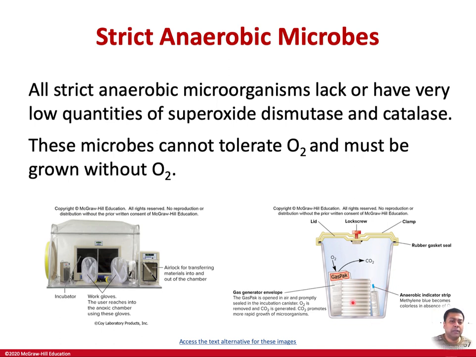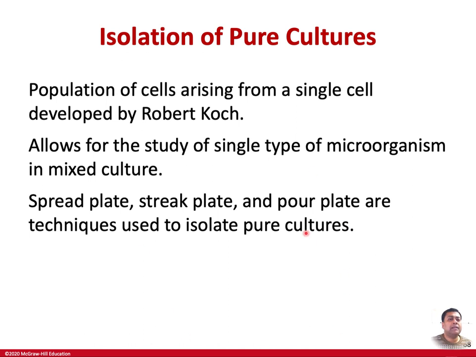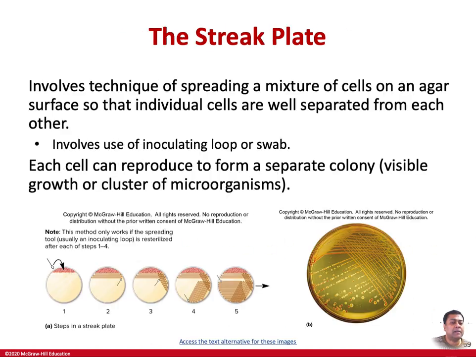And here on those plates, these are some of the strict anaerobes that can be growing. We are now looking at the isolation of pure cultures, a population of cells arising from a single cell, developed by Robert Koch. He allowed the study of a single type of microorganism in a mixed culture with the spread plate, streak plate, and pour plate techniques to isolate these pure cultures. So let's take a look at that. These are pretty easy. The streak plate technique involves spreading a mixture of the cells on the agar surface so that individual cells are well separated from each other.